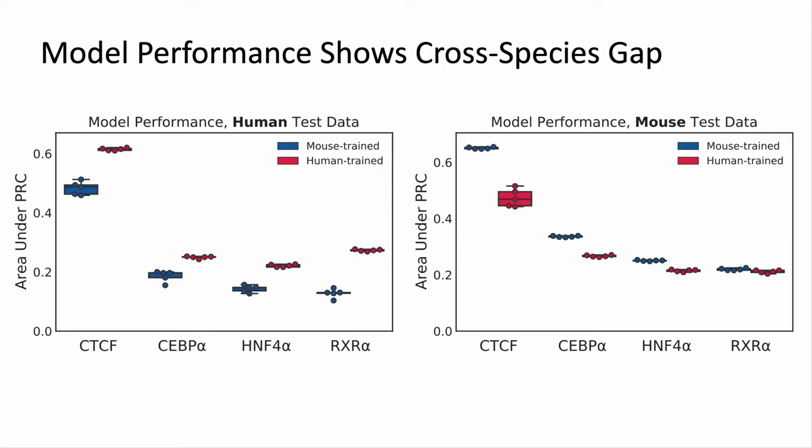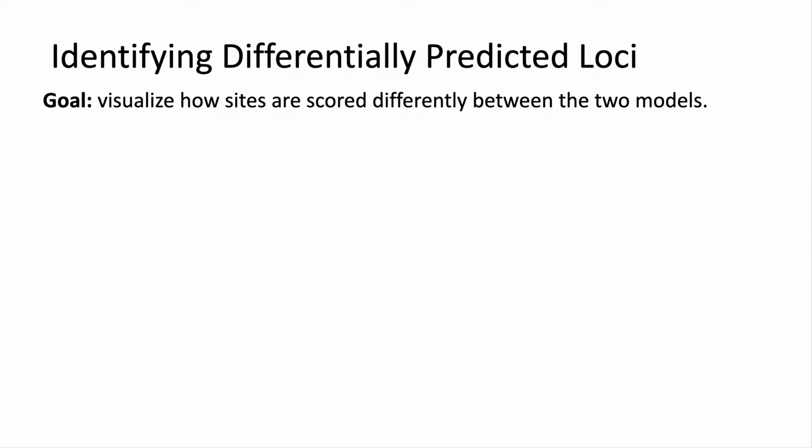So jumping right into results, when we assess how well these models do on both of our test sets using the area under the PRC, what we see is that the model that is being tested in the same species that it was trained on always outperforms the model that is doing cross-species prediction. This isn't much of a surprise, but in some cases, the gap between the two models is pretty huge. And so what we'd like to do now is investigate what's going on and see if there's any way that we can help lessen this gap.